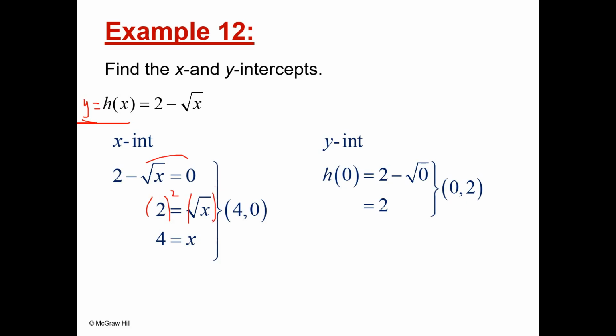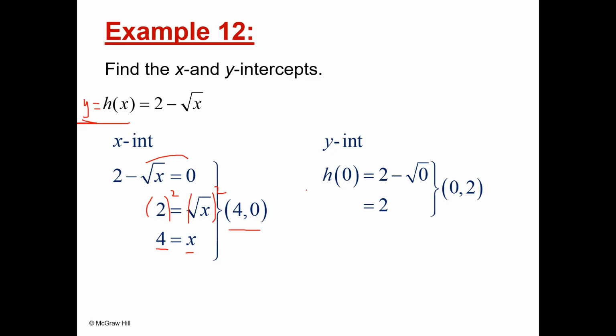So you can find x. 2 to the power of 2 is 4, and radical x squared is x. So the value of x is 4. We can now write the point (4, 0), or this is the x-intercept.